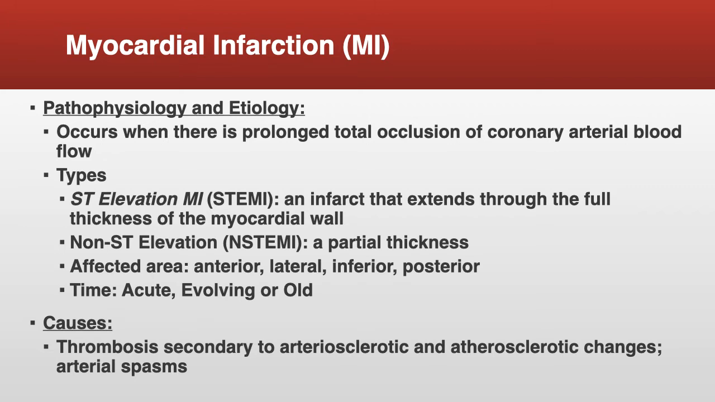So now we're going to move on to MI, also known as a myocardial infarction or a heart attack. This occurs when there is a prolonged total occlusion of coronary arterial blood flow. We have two types of MI. The first is called an ST elevation MI, known as a STEMI. You may hear that term in the hospital, and it is an infarct that extends through the full thickness of the myocardial wall.